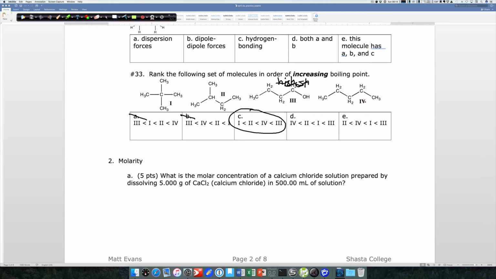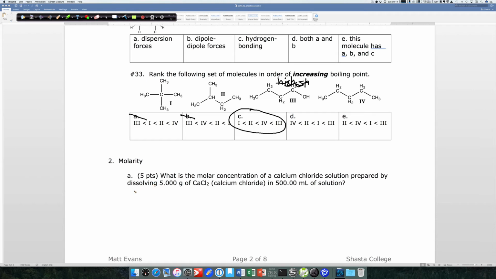The reason why 4 is the second highest is because it's got 5 carbons joined in a row, and it's got a linear shape versus a spherical shape, which is 1. So therefore, this one has more surface area in contact. I mean, this one has the same number of carbons and hydrogens as this one, but the shape is ideal for maximizing the dispersion forces. So C is the answer because this one's next. And then finally, this is the lowest boiling point right here. Okay, so that's it for those multiple choice questions.